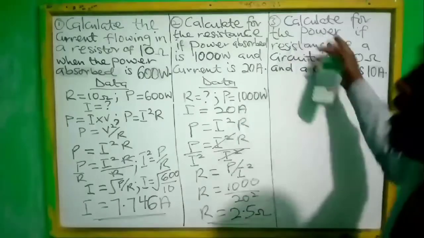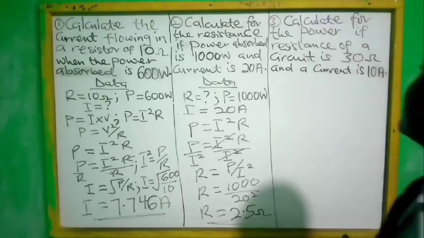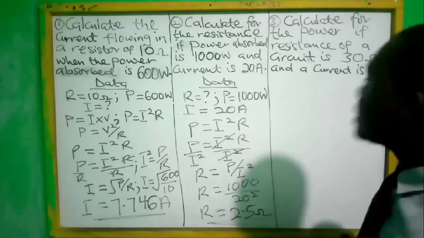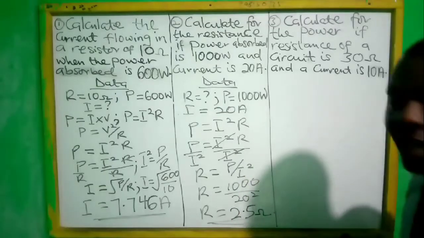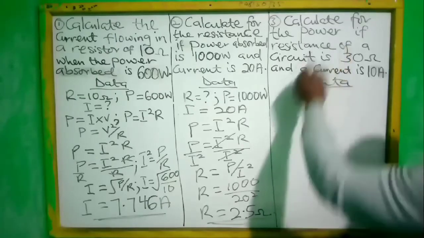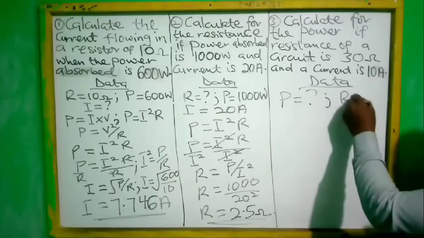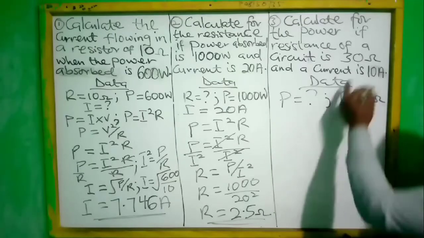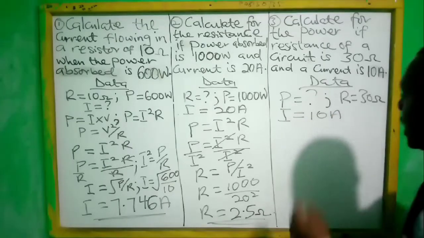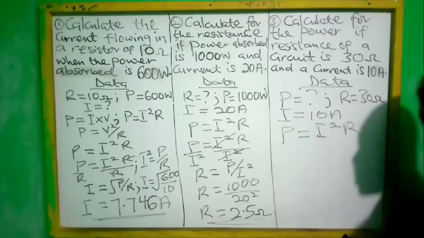And thirdly, there is another one. This time they say calculate for the power if resistance of a circuit is 30 ohms and a current is 10 amps. This time too, let's bring our data. So we don't know the power. Power is unknown. Our resistance is what? 30 ohms. And our current is what? 10 amps. So let's bring our formula. Power equal to I squared R. So we are looking for power.